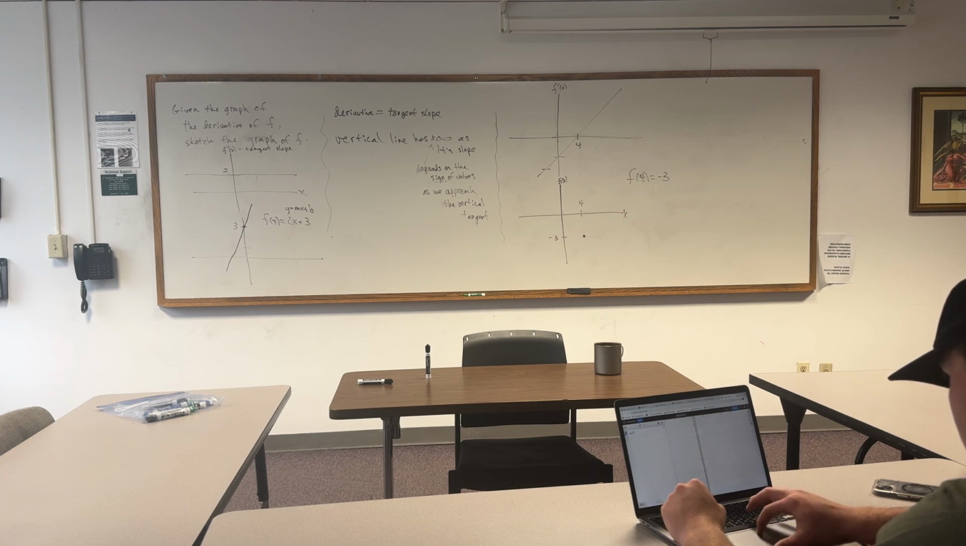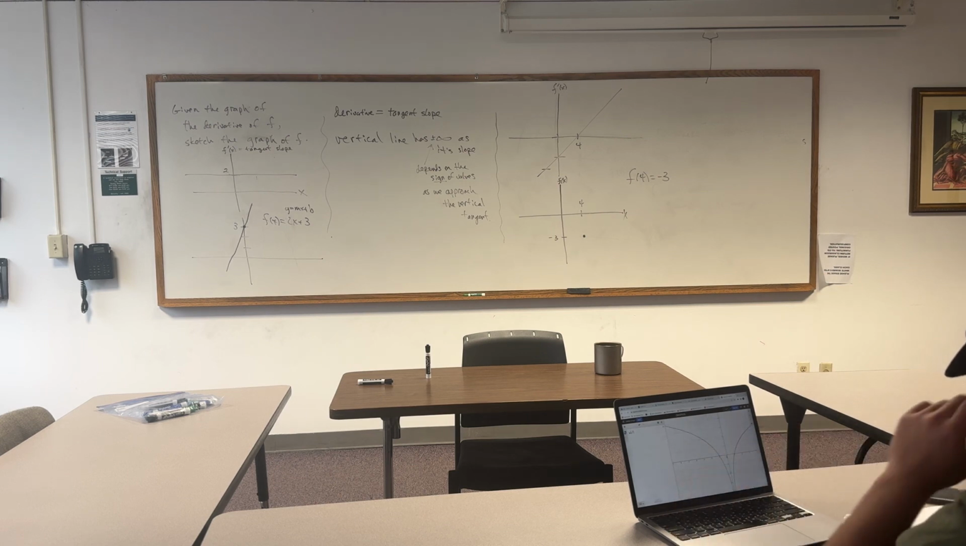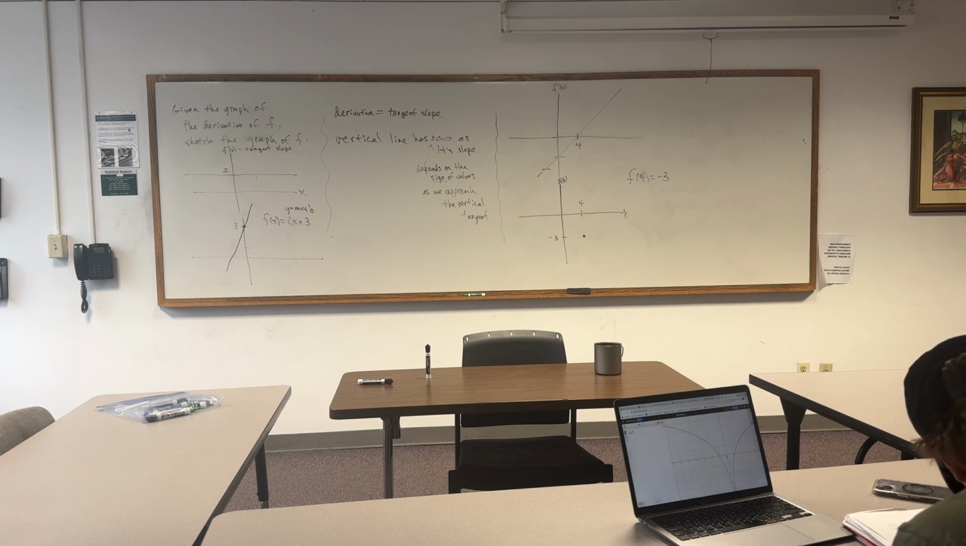So now, to the right of 4, is f prime positive or negative on this right side? It is positive. Does that mean I'm increasing or decreasing? Increasing. So on the right side of this, I'm increasing. What am I doing on the left side? Yeah, because it's negative on the left. What kind of picture would make that happen over there?